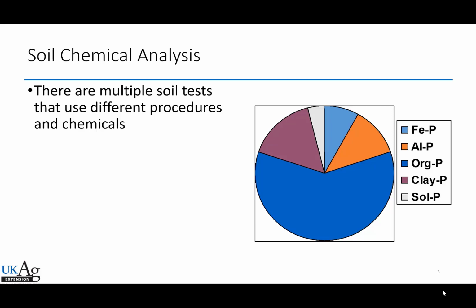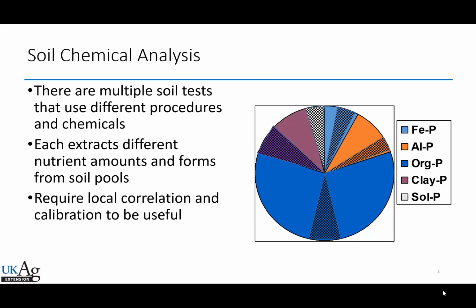We're sending it off for a chemical analysis, and there are multiple soil tests out there that use different procedures and chemicals to extract nutrients. In this pie chart here, we're showing phosphorus, but it's extracting that phosphorus or that potassium from different pools that are found in the soil. And that soil extractant, each one can extract different amounts of nutrients, and they extract it from different soil pools. So this is why you get different numbers back.